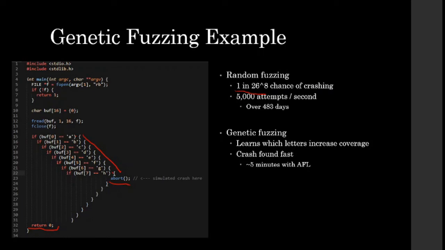Now with genetic fuzzing, it will learn where it needs to put certain letters to increase coverage over time. Eventually it'll learn that it always needs to be an A to get any increase in coverage, and then B, C. We can incrementally make progress through all of these if statements towards the crash. Running this on my own system, it found the crash in about 5 minutes.